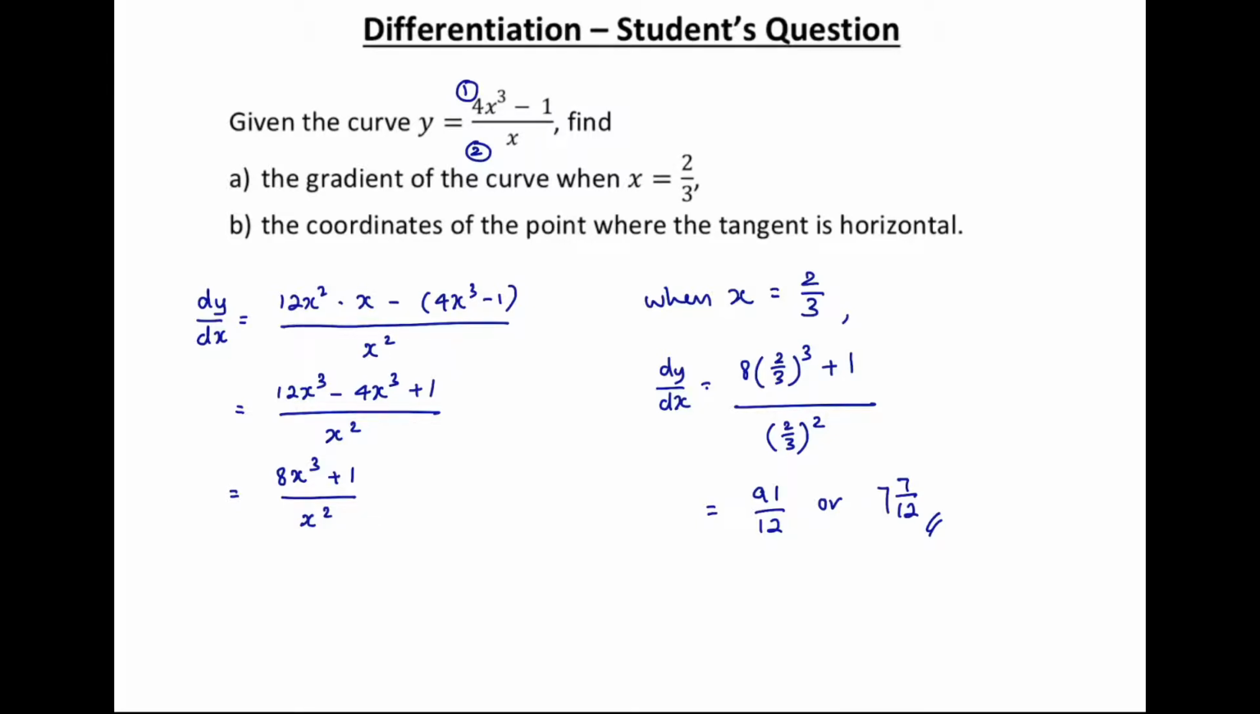Okay, so let's look at B. B, they ask for the coordinate of the point where the tangent is horizontal. For the word, take note of this phrase here. Tangent is horizontal actually means dy dx equals 0. They can phrase it in a few different ways for you, but one of it is this: tangent is horizontal, meaning your dy dx is 0. Hence, you need to find a coordinate, not just the x or the y, but a coordinate in the form of x and y.